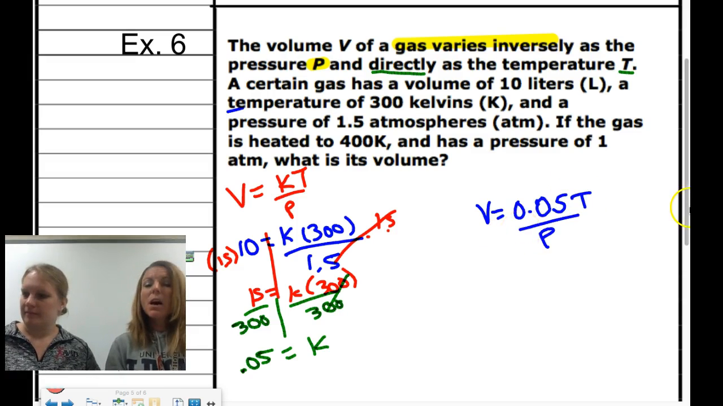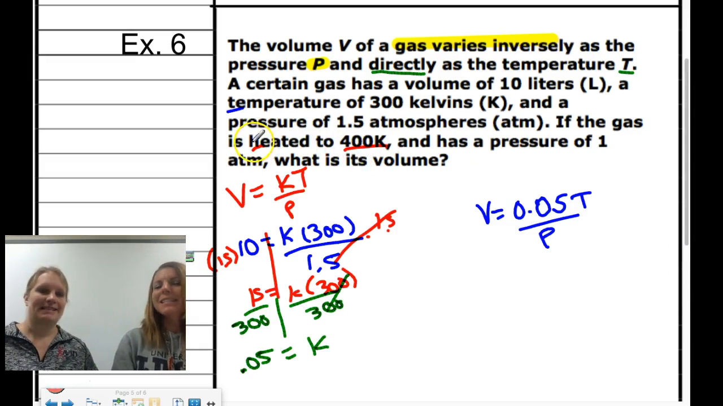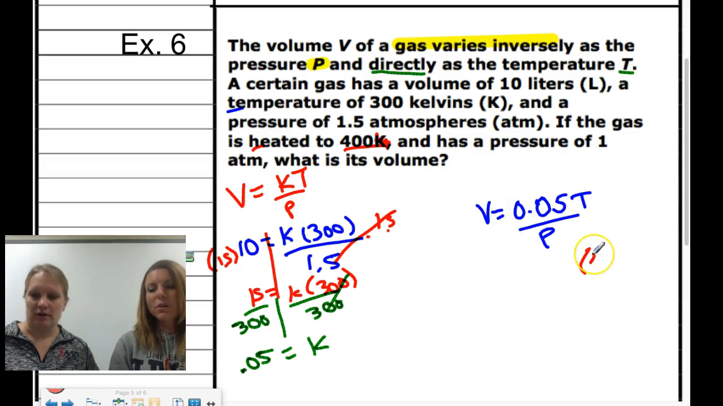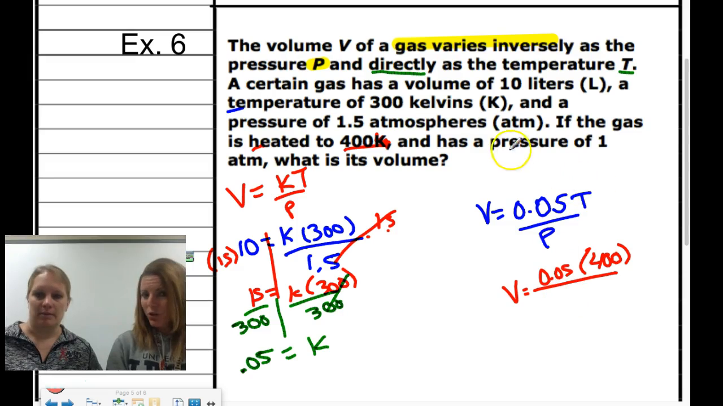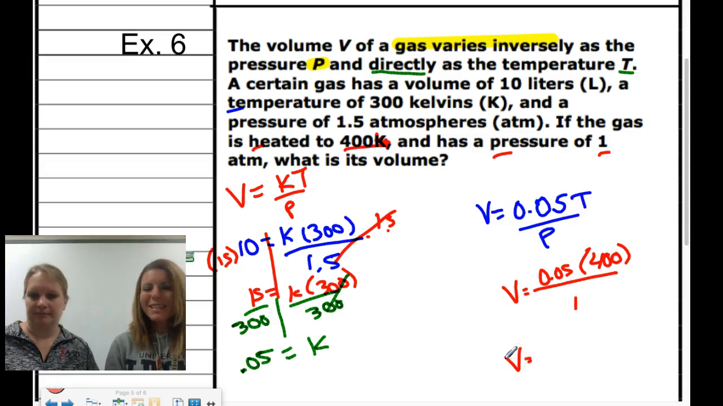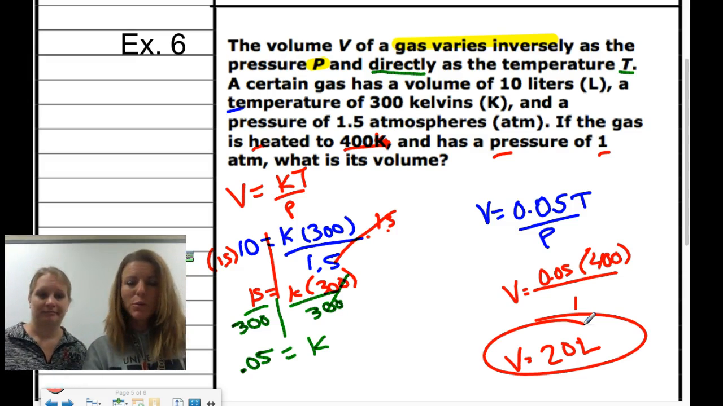All right, so now it says if the gas is heated to 400 K, so that's temperature. And we're not worrying about the K. That's just telling us it's kelvins. So let's plug in temperature is 400. We know K is 0.05 still, all over P, which is 1. Let me just multiply those two numbers together, and when we do that, we get 20, and I think we're talking liters here. Yes, liters is our volume. That's it. Okay. Good. So read those carefully.